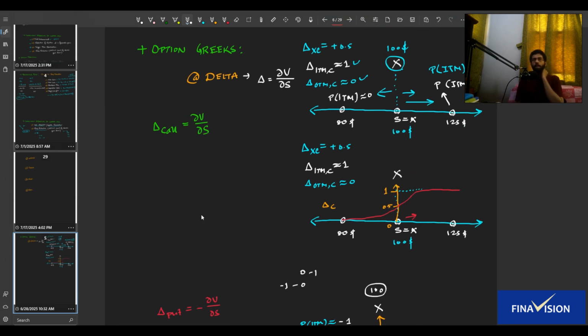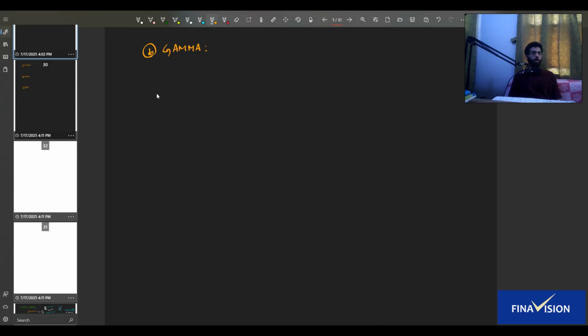Now, like in science we heard about velocity and also we learnt about acceleration, here also there is something of that order, and that Greek is called gamma. We will discuss that now. Now we come to the second Greek, which is gamma. Now what do we mean by this gamma? Gamma is basically the rate of change of delta with respect to the price of a stock. Now what do we mean by that?